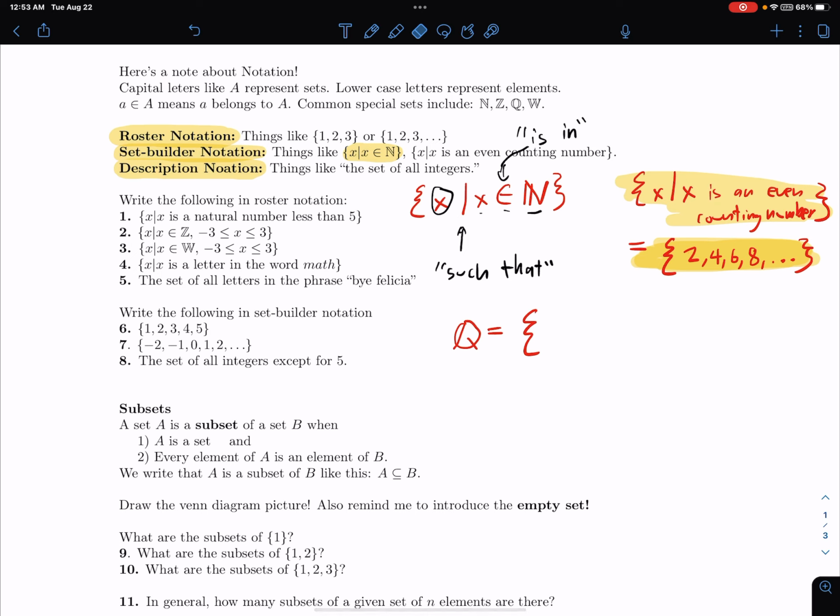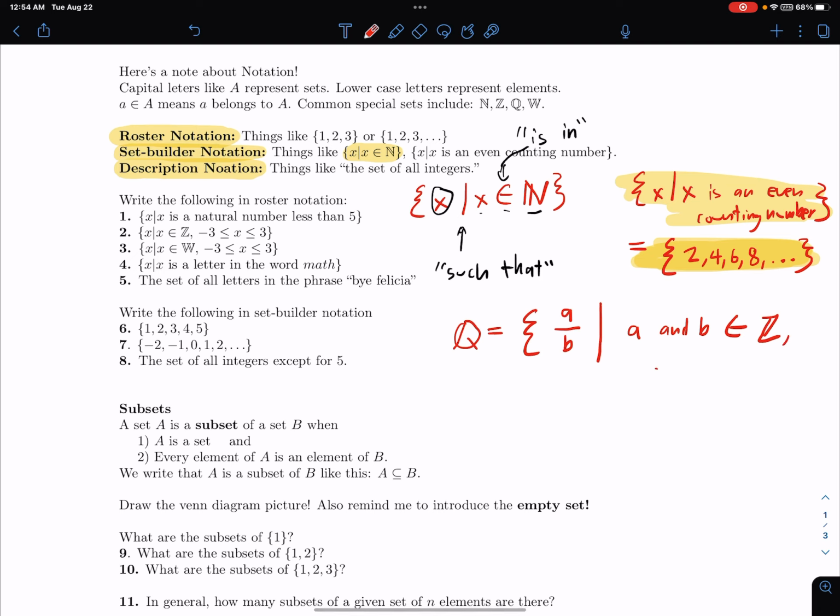Here's how we do it. We're going to start the same way as always. Something such that something. But I'm going to use a little trick. Instead of x, I'm going to say a over b, because a over b is a fraction, right? So it's everything that's of this form, a over b, such that a and b are integers. So a and b are integers.